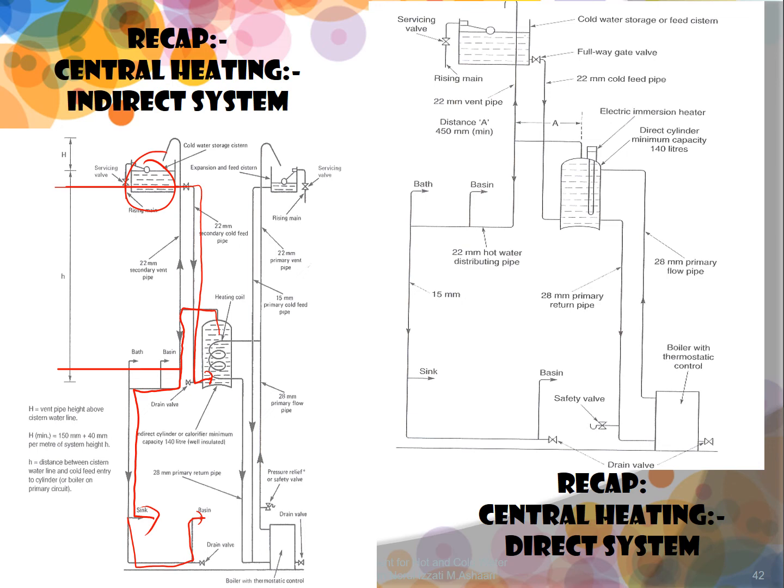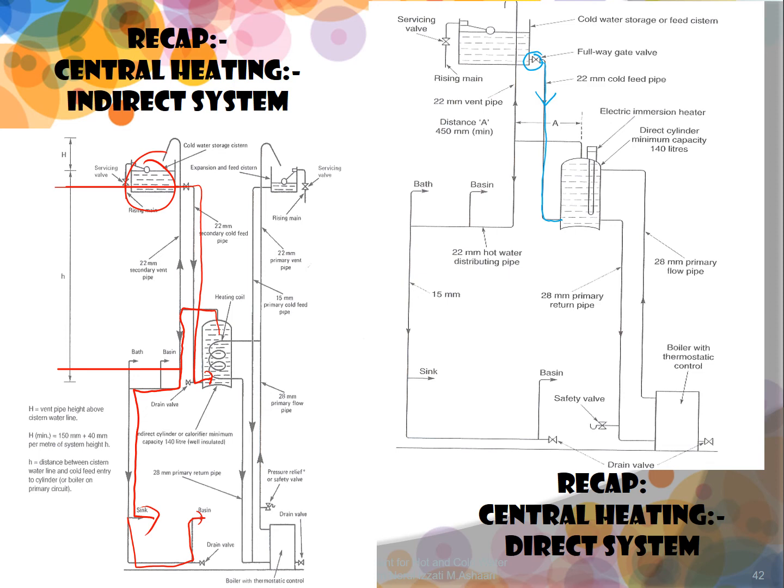Okay, not from the direct system, in this indirect system. Now if you look at the right hand side for the indirect system, let me change to the blue color. You can see here the cold water system from this one. Look at the arrow. The cold water system has the pipe work that attaches to the cylinder or the boiler.